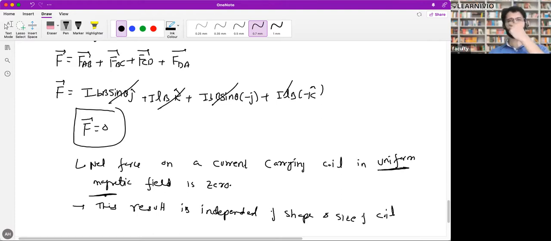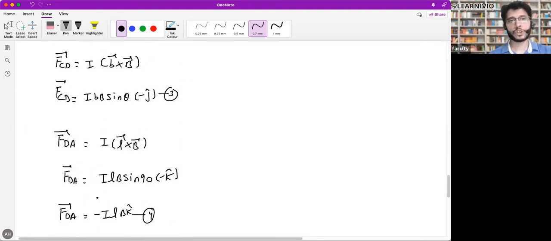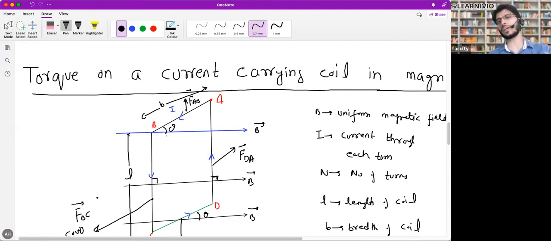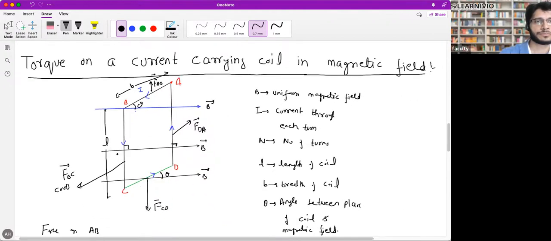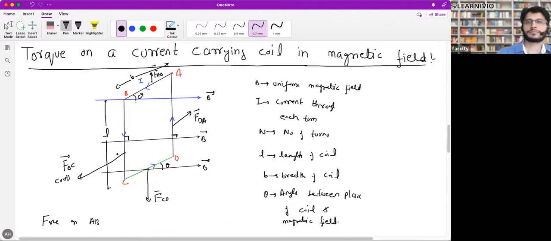If any of you can remember, in electrostatics we did a topic on torque on an electric dipole in a uniform electric field, and there also the force was zero. So whether you take an electric dipole or a magnetic dipole, you will get the same result. Okay, note it down. It's not yet completed. We also have to calculate the torque, but at least note down the force.